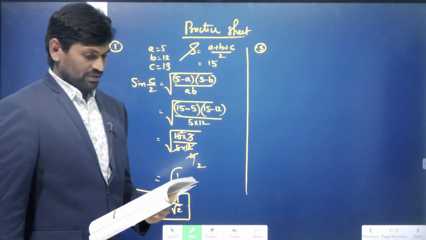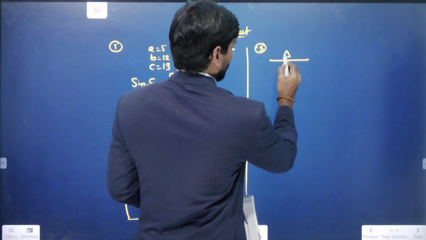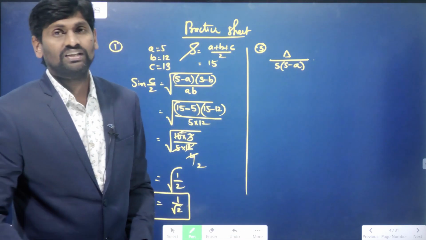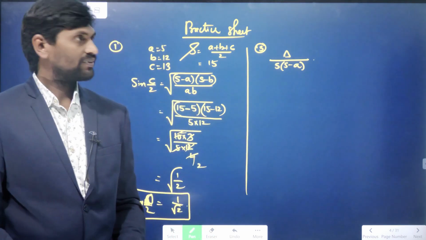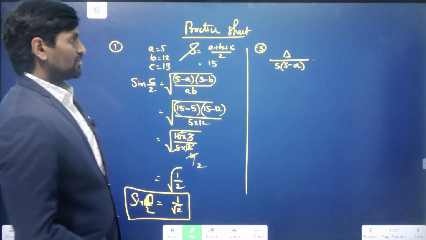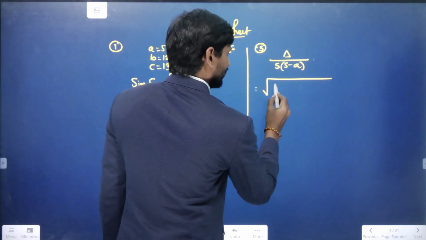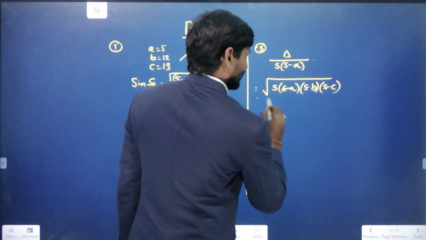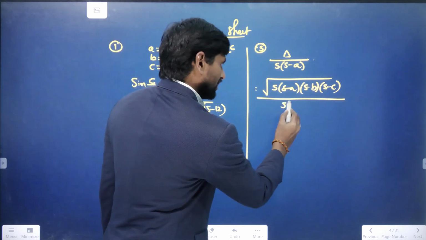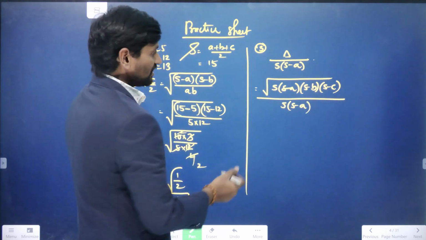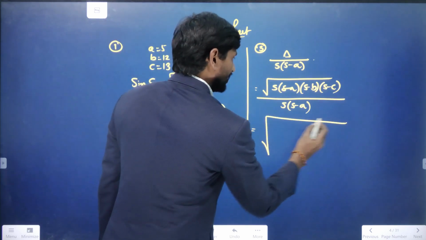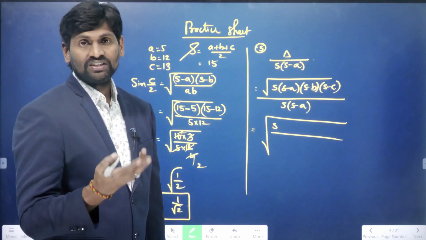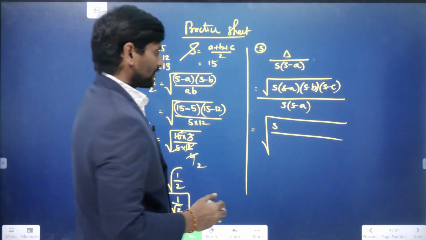So in a triangle ABC, delta by s into s minus a. Here delta is nothing but area of a triangle. So what is the area of a triangle formula? Root over s into s minus a into s minus b into s minus c, divided by, we know that, s into s minus c. Now I am just trying to take this denominator also to the numerator. Then these two terms, that means s into s minus a, becomes 2 times. That means s square into s minus a whole square.